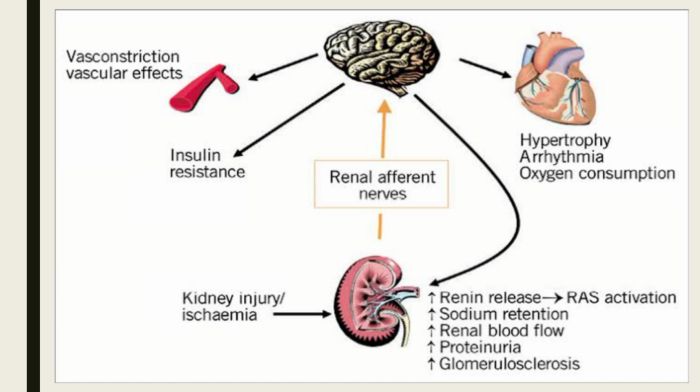So this picture shows the innervation of the kidneys, how renal afferent nerves supply the kidneys, and what are their various effects upon the kidneys in regulating the blood pressure via activating the renin-angiotensin-aldosterone system, by increasing the sodium retention, by increasing the blood flow, by increasing proteinuria, by increasing glomerulosclerosis.